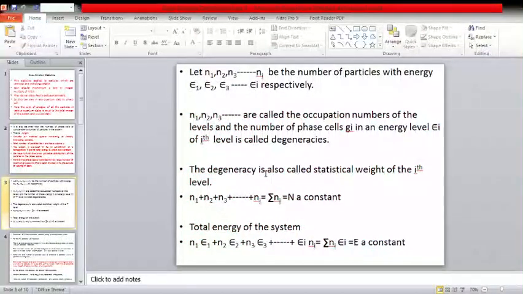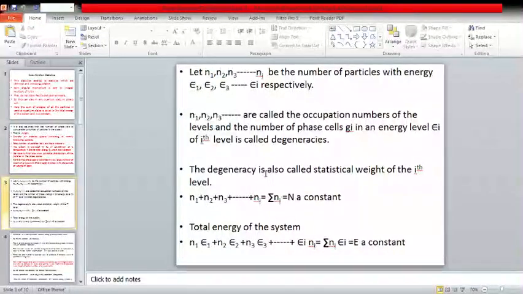Let n1, n2, n3, etc. ni be the number of particles with energy E1, E2, E3, etc. Ei respectively. n1, n2, n3, etc. are called the occupation numbers of the levels, and the number of phase cells Gi in an energy level Ei of the ith level is called degeneracy. The degeneracy is also called the statistical weight of the ith level.